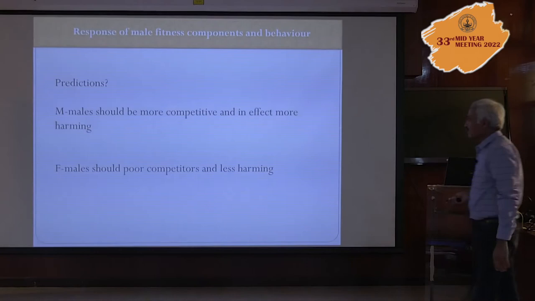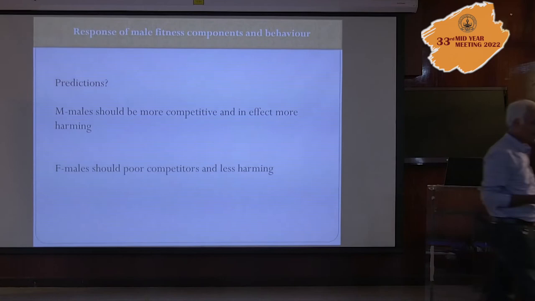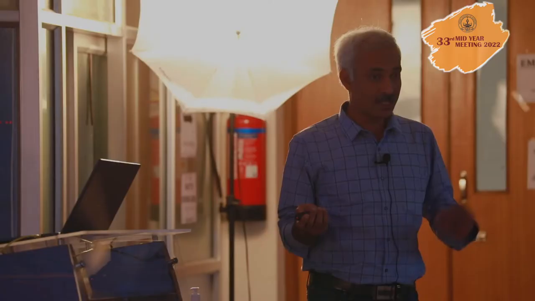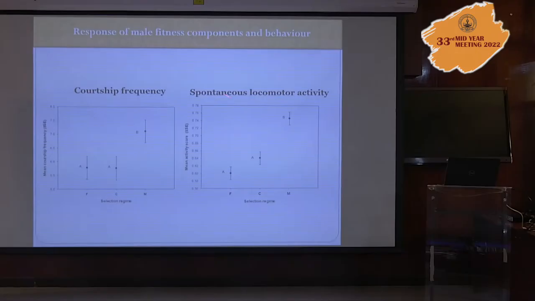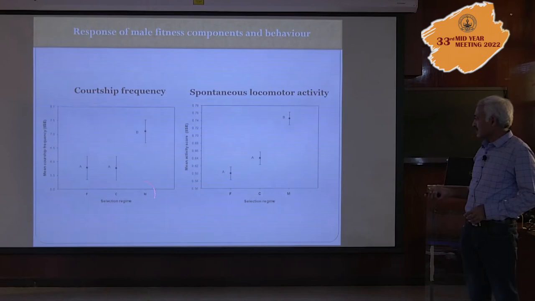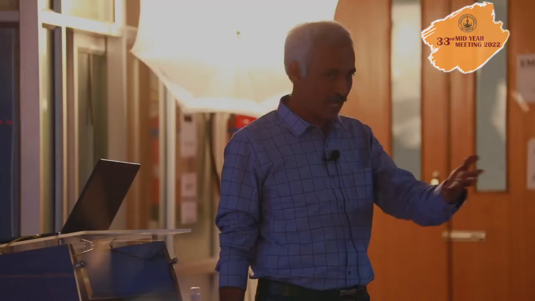The predictions for the males are very clear: the populations which are male biased, males should have become more competitive, should be more harming compared to males from the female biased populations. Is that the case? We have measured a whole lot of characters. Courtship frequency, locomotor activity, these are all proxies for male fitness. They are strongly associated with male fitness. You see that in every case, the males from the male biased populations have higher levels of the male fitness associated trait. So they have evolved.